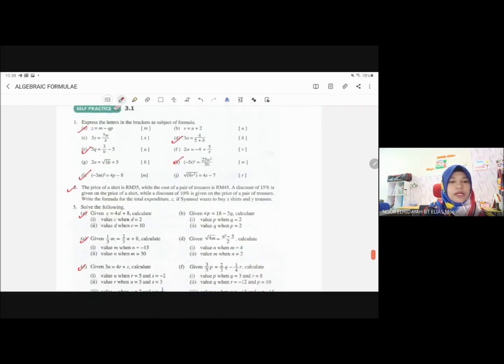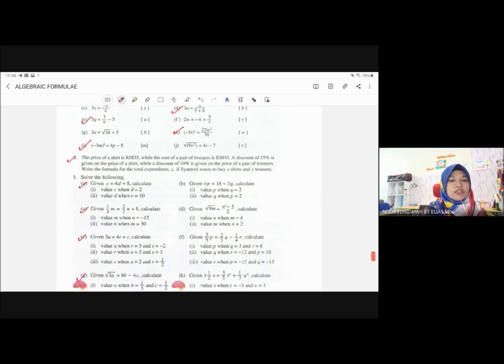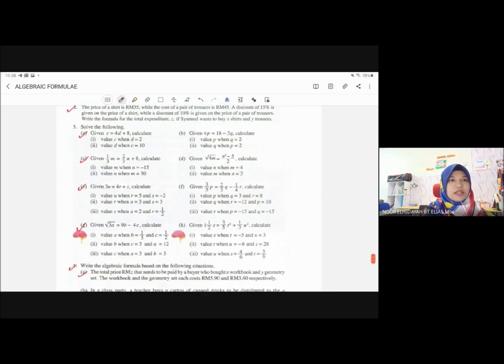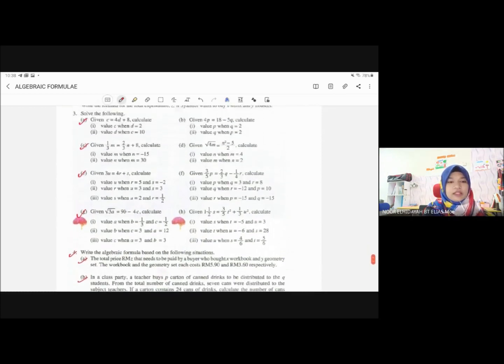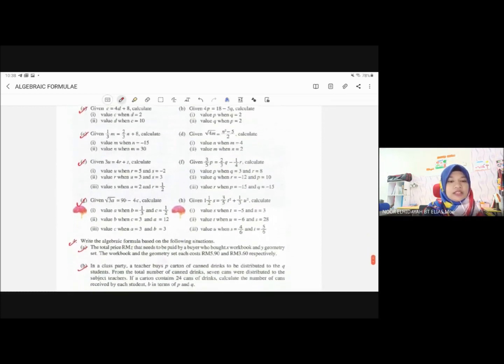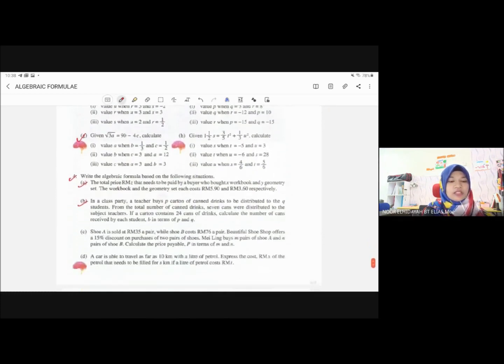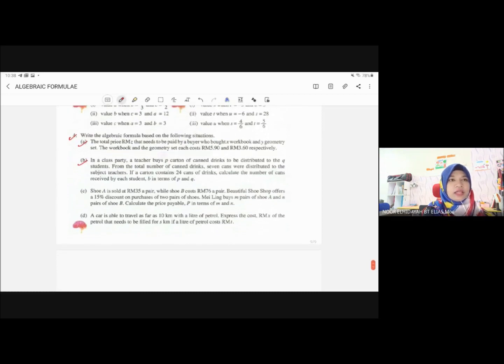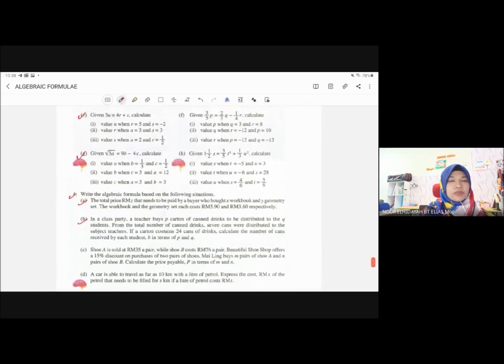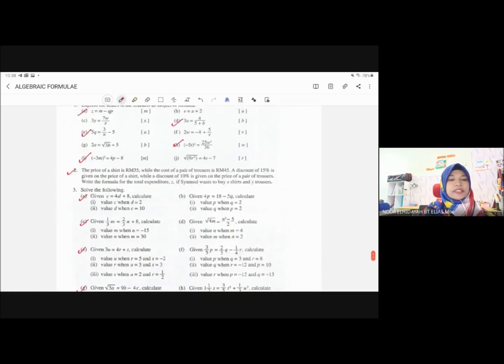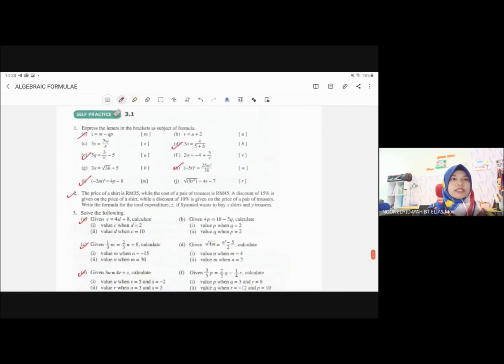Cikgu ulang balik apa yang awak perlu buat. Self practice 3.1. A, D, E, H, I. Question 2 perlu buat. Question 3, A, C, E. Okay. Sorry, A, C, E, G. Okay, A, C, E, G, untuk question 3. Question 4, for A and for B. Okay, itu minimum. Sekurang-kurangnya yang awak perlu buat. Siapa yang rasa dia nak buat lebih, cikgu tak ada masalah. Awak boleh buat dan cikgu akan semak.